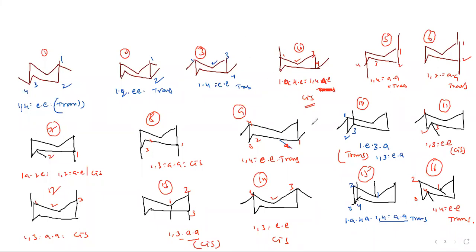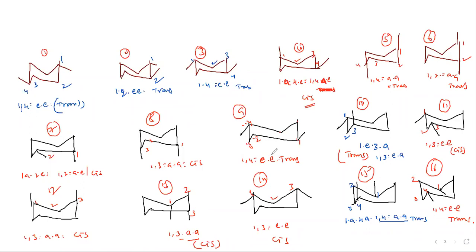Ninth one. 1 2 3 4. Sorry, it is not here, it is here. 1 2 3 4. One equatorial, both are equatorial. Can I call this a trans? Right. Clear? Yashwanth, it is clear.